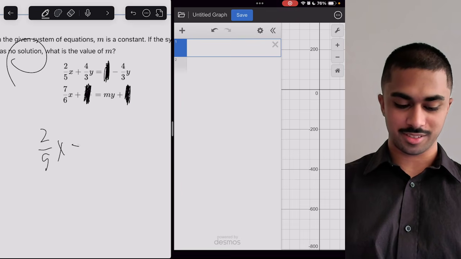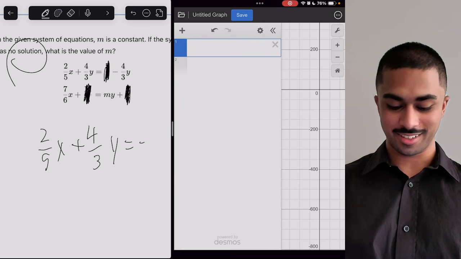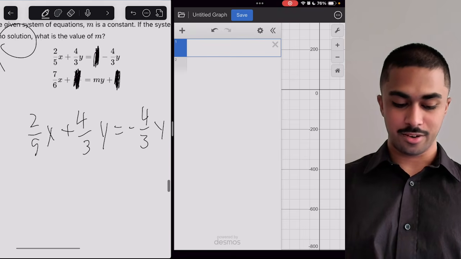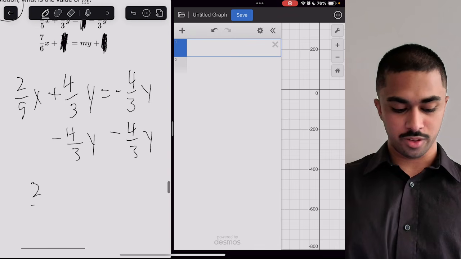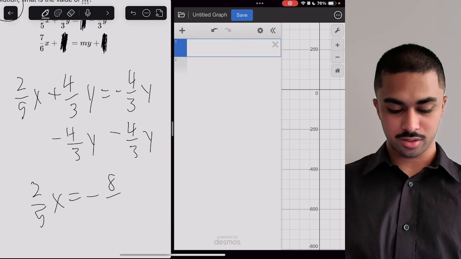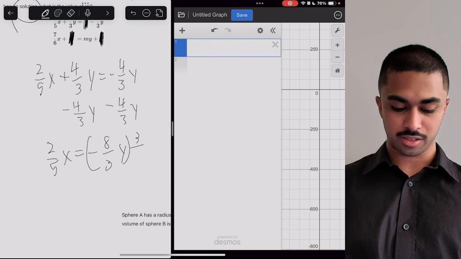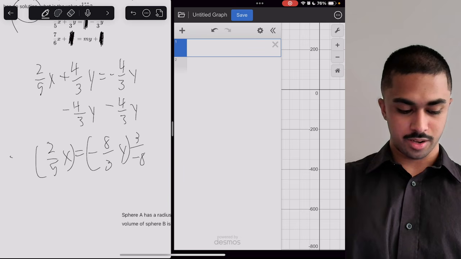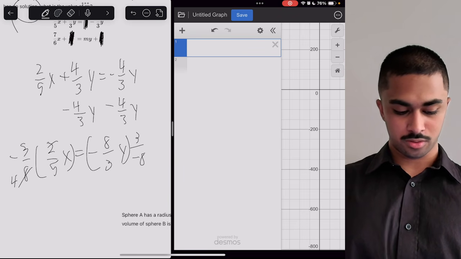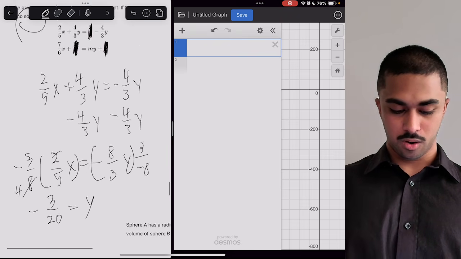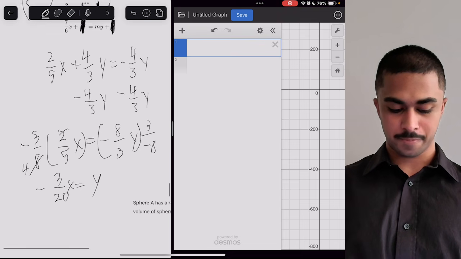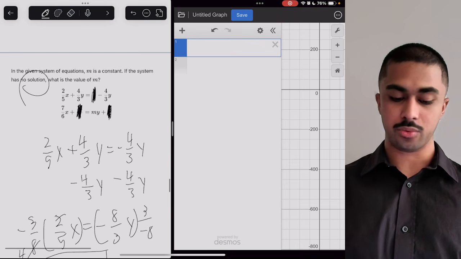So 2/5 x equals negative... Oh, I skipped a couple steps. Let me show the steps for you guys. When you subtract 3y from both sides, you get 2/5 x equals -8/3 y. Then from here, you just isolate for y. So -3/8 times 2/5, and then this can be 4. Oh, 4. -3 over 20 x equals y. Perfect. So this is our simplified first equation without the constants.